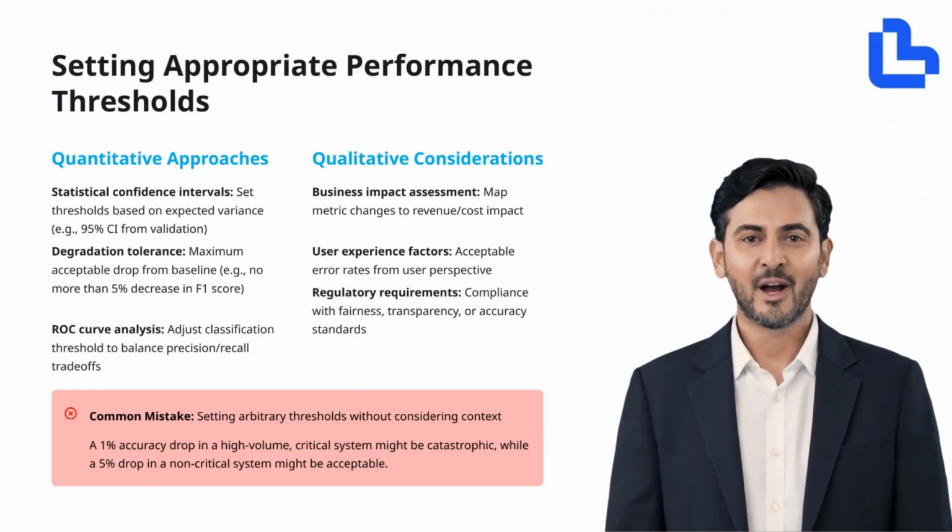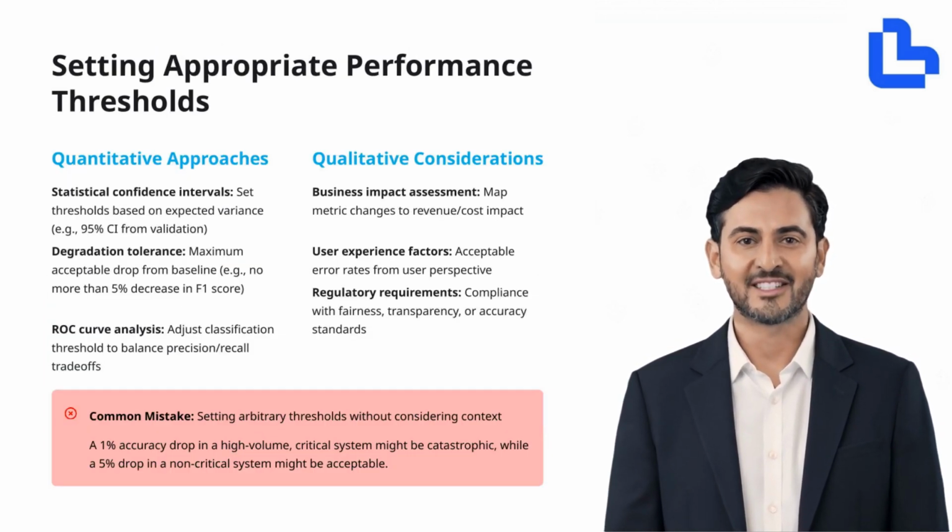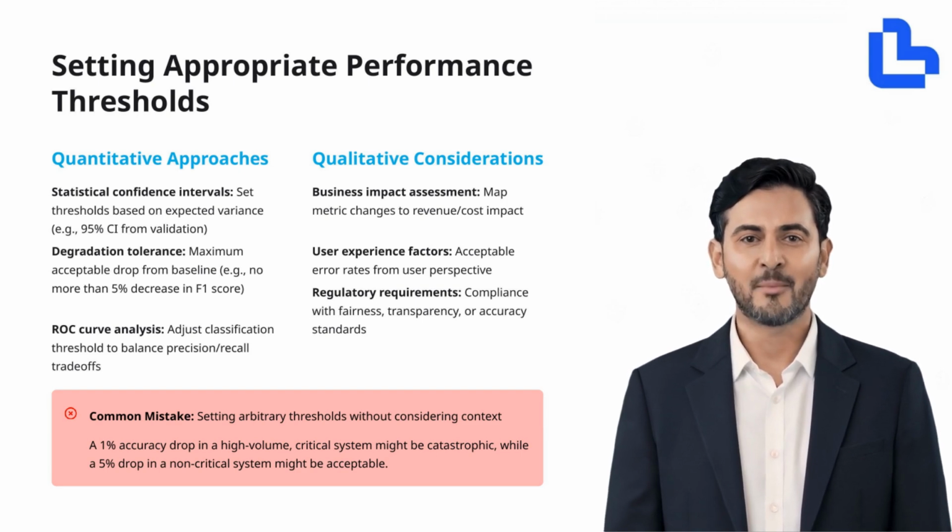Once you've identified the right metrics and established a monitoring system, the next critical step is to set appropriate performance thresholds. These thresholds define what acceptable performance looks like and help you determine when to take action. But setting them isn't just a technical exercise. It requires a thoughtful balance between statistical rigor and business context. Let's start with quantitative approaches.